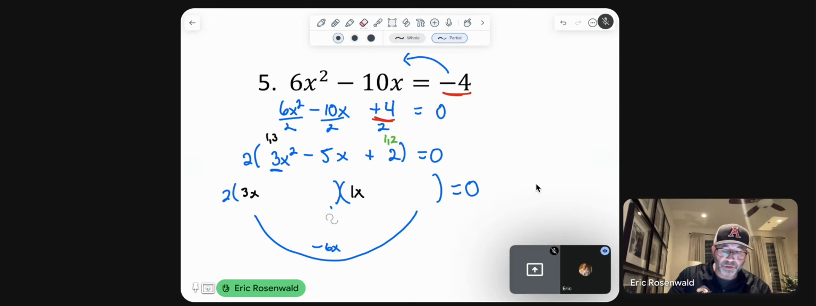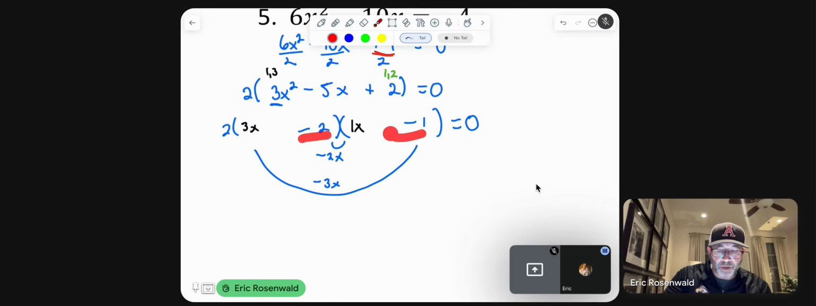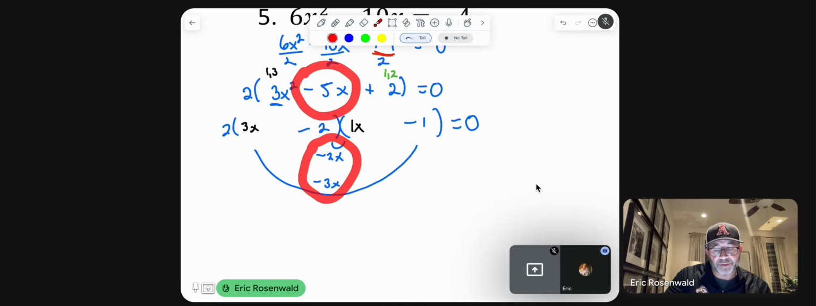Let's try taking the 2 and the 1 and swapping their places. So I'm going to put the 2 here and the 1 here, and now let's see what happens. We end up with 3x. We end up with 2x. I need to get a negative 5x. So the only way that that's going to work is if we have a negative 2 and a negative 3. So we'll put the negatives in there, and we check it out. All the signs work out. Negative 2 and negative 1 equals positive 2 when we multiply them. And negative 3x and negative 2x, when we add them, adds up to negative 5x.